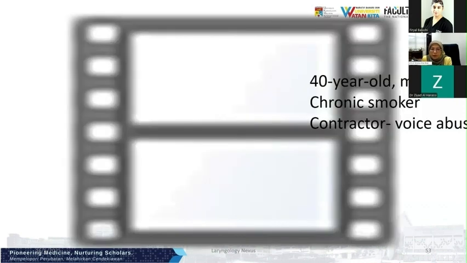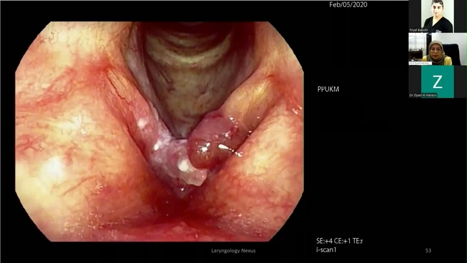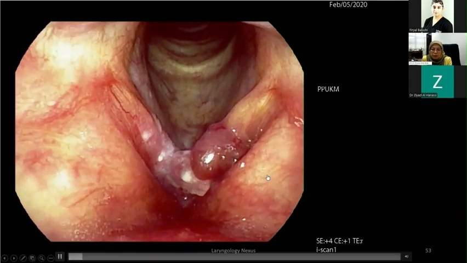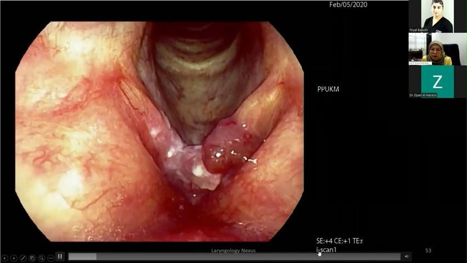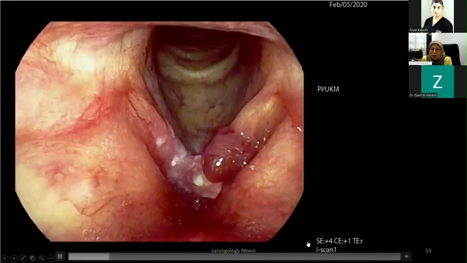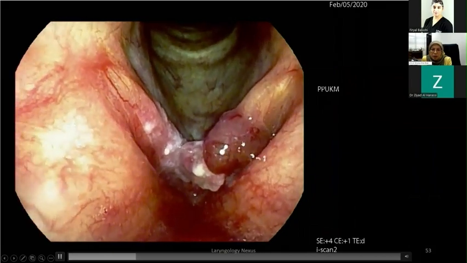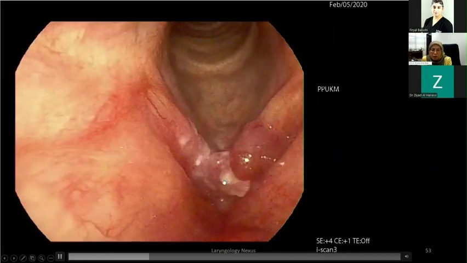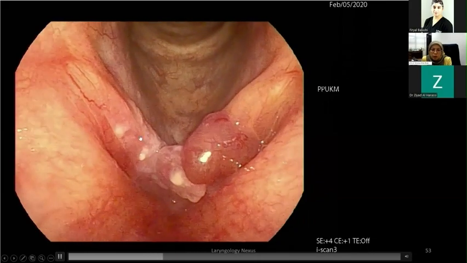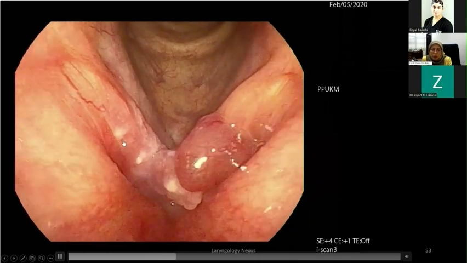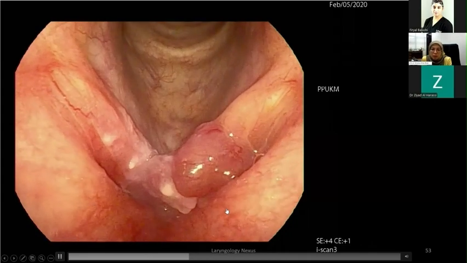Another case, a 40-year-old male who is a chronic smoker, and he uses his voice a lot, a contractor who yells a lot at the site where he works. And this is a video of the larynx on eye scan 1, enhanced laryngeal imaging. Let us see, this patient has masses on the left vocal fold, as well as some leukoplakia on the right vocal fold.